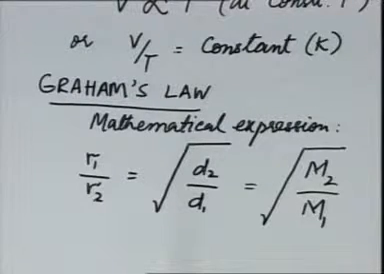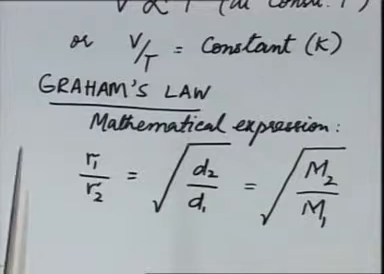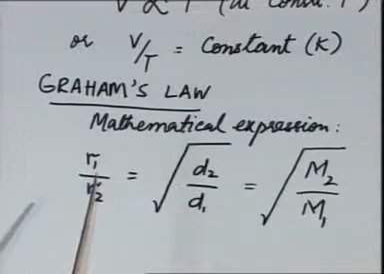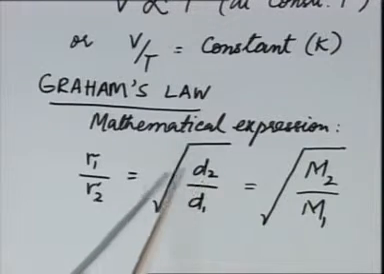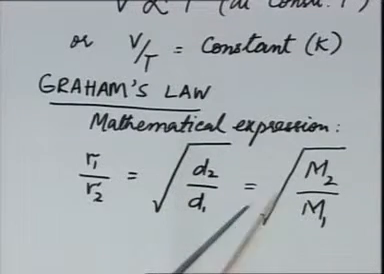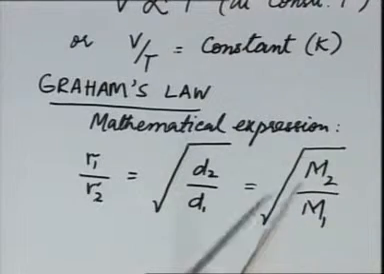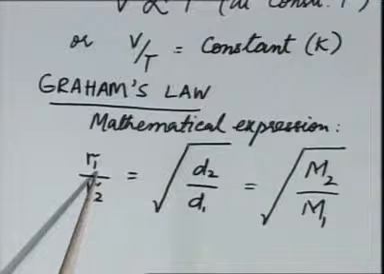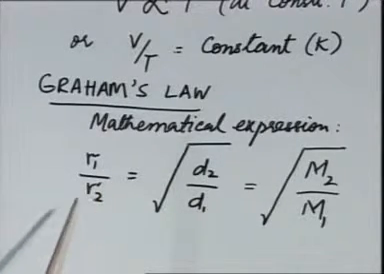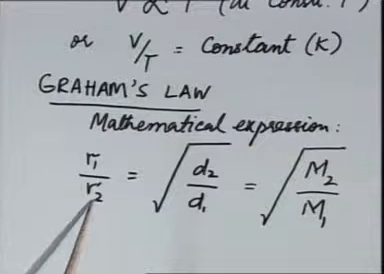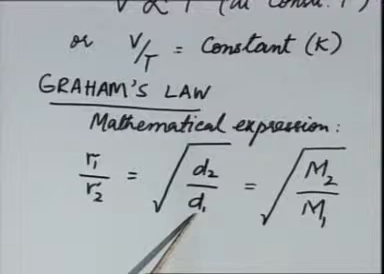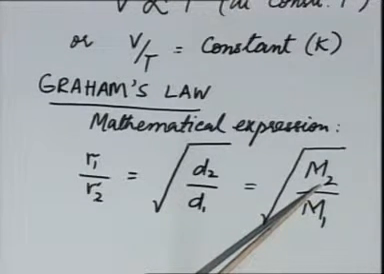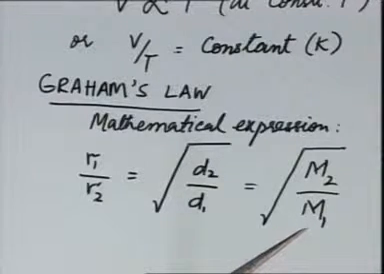Mathematically, Graham's law can be expressed as follows. If we have two gases marked 1 and 2, then R1 over R2 is equal to the square root of D2 over D1, which is equal to the square root of M2 over M1, where R1 is the rate of effusion or diffusion of the first gas and R2 is the rate of effusion or diffusion of the second gas. D2 is the density of the second gas, D1 is the density of the first gas, M2 is the molecular weight of the second gas, and M1 is the molecular weight of the first gas.